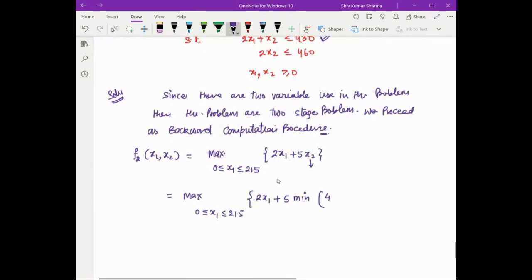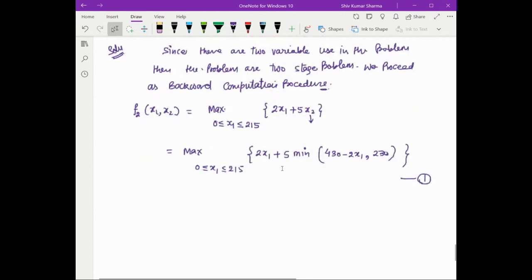So this is 430 minus 2x1, and what is the value from the second constraint? Dividing 460 by 2, we get 230. So here the value of x2 is 230. So these are the values from constraint first and constraint second. So this is equation number 1. Now we solve this for the minimum.